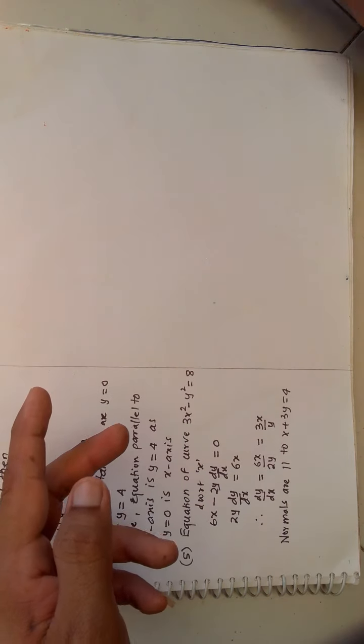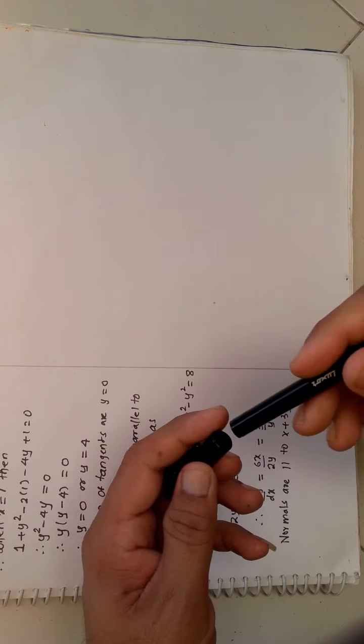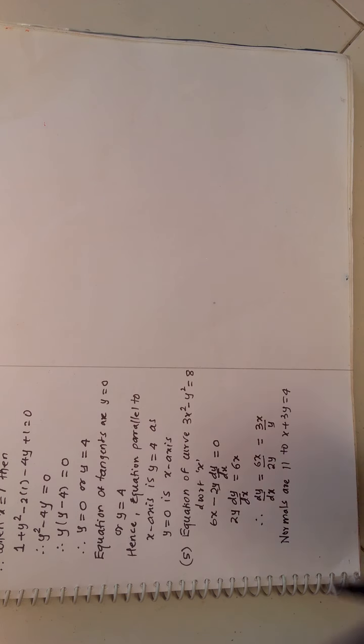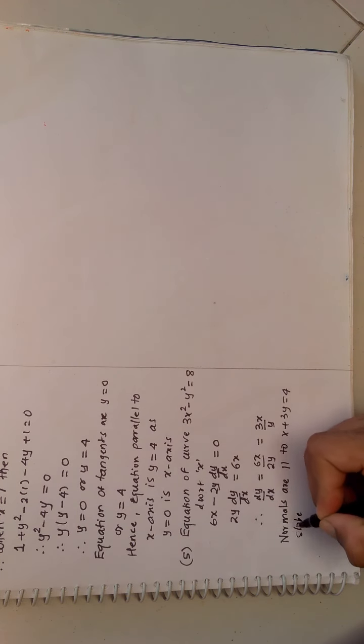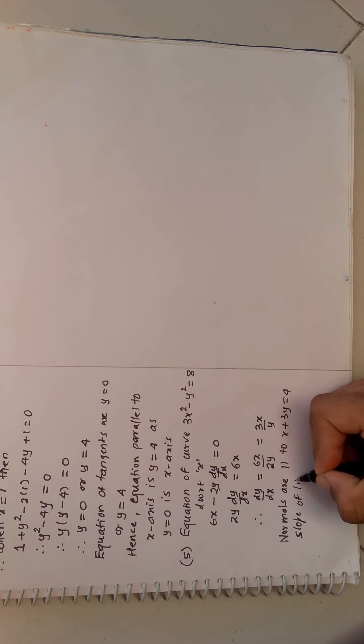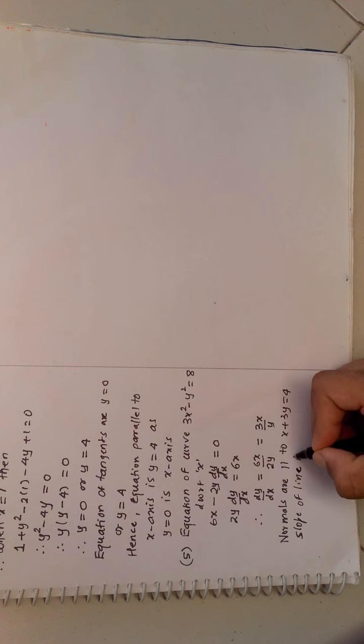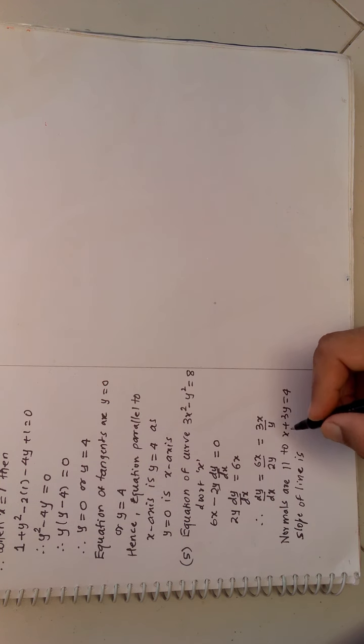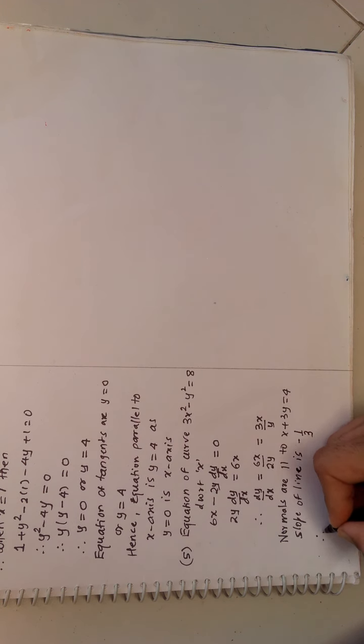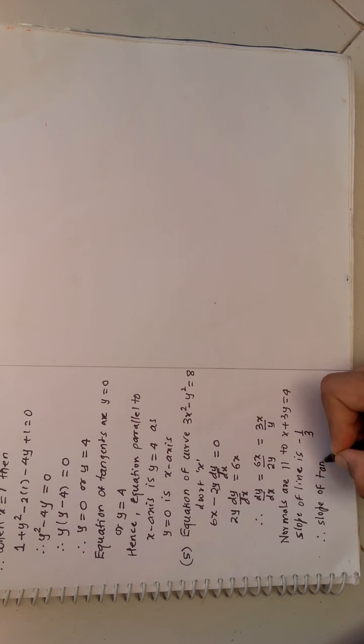Proceeding, what we get here is the slope of this line, that is minus a upon b, that is minus 1 by 3. Therefore the slope of the tangent will be the negative reciprocal, that is nothing but 3. Getting it? So the slope of the tangent is 3.